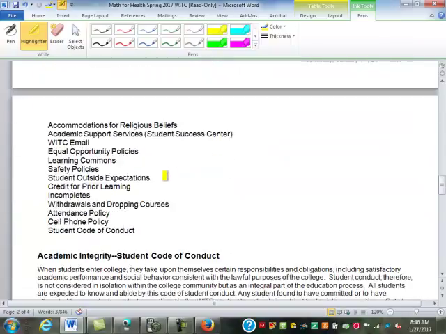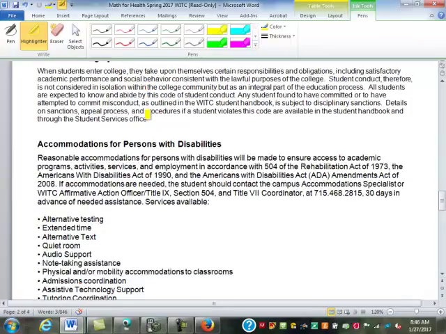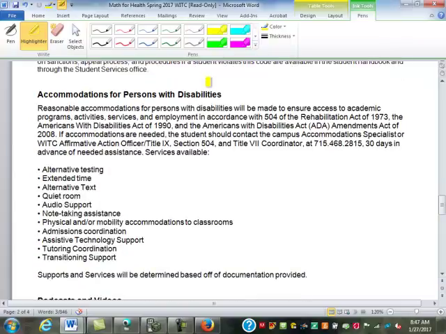Okay, college policies. Basically, don't cheat, don't steal, don't do stuff with school equipment that you're not supposed to. I don't think I need to go through that too much.